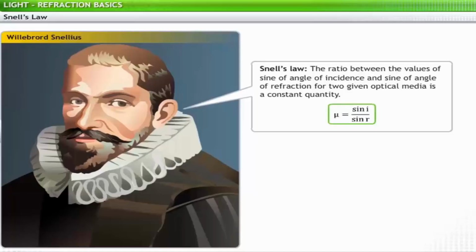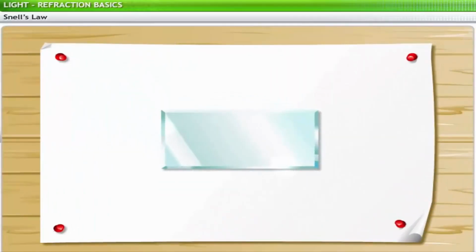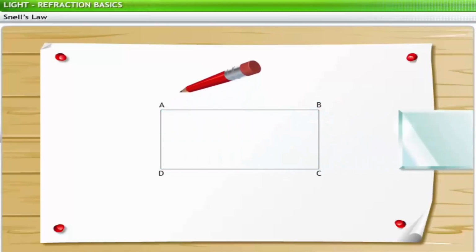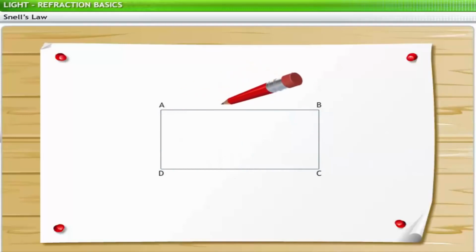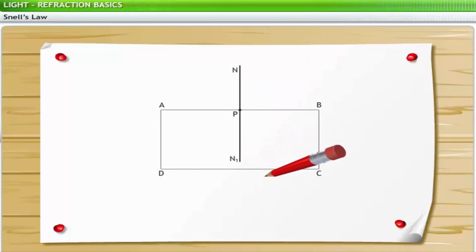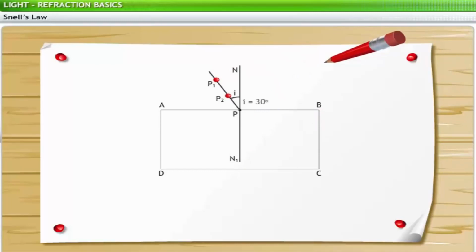Snell's law can be verified through an experiment using a glass slab, a white paper, and some pins. For this experiment, we put a glass slab ABCD on a white paper and fix this paper on a wooden board. Next, we mark the boundary of the glass slab with a sharp pencil and then remove the slab. Then we mark a point P on side AB and draw a normal NPN1.